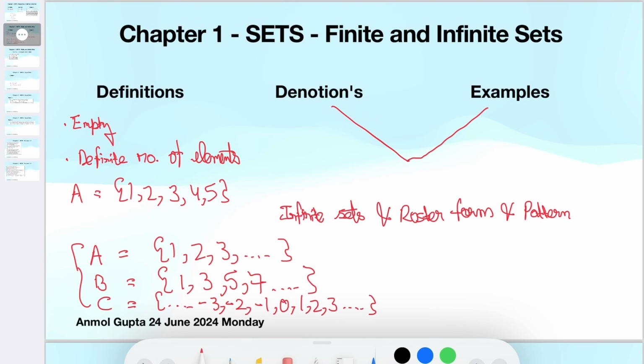A is the set of all natural numbers. B is the set of all odd natural numbers. C is the set of all integers. So we can observe the pattern here in these sets A, B and C. That's why they are infinite.